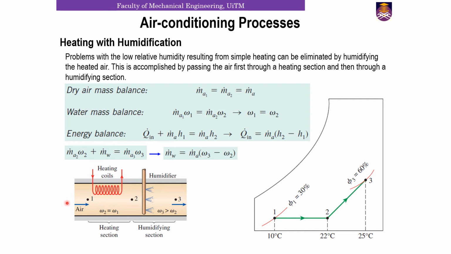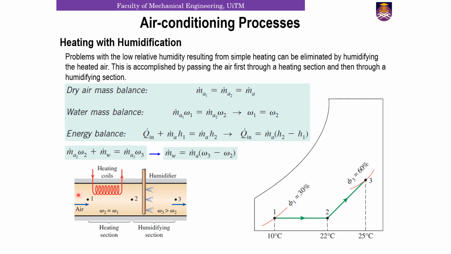From point 1 to point 2, you are not adding or removing any moisture. As a result of that, this line is horizontal, and due to that, your omega remains the same. So omega 1 equals omega 2. This happens in the heating section. Now because we have heating with humidification, humidification here means you are adding moisture. So you can spray some water vapor into the system, as shown here, with the help of a humidifier.